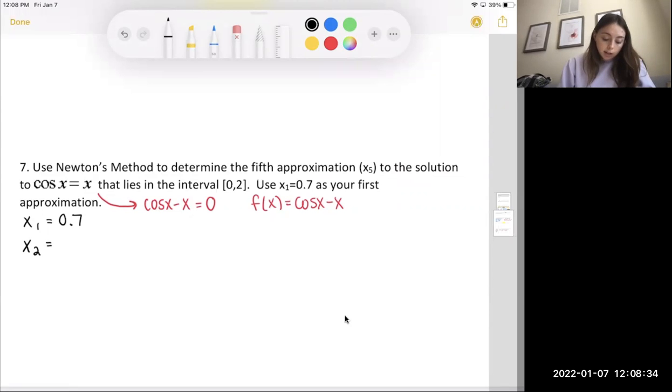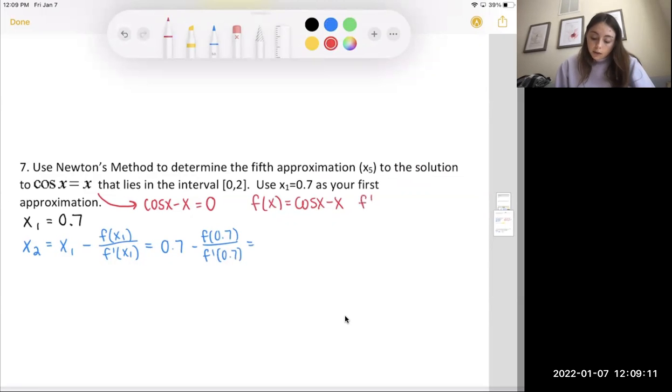So to find the second approximation, I forgot I want to use a different color. I need to use my first approximation. So we're always using the previous approximation to find the next one. So x1 minus f of x1 over f prime of x1. Okay, so that means my first approximation is 0.7, so I'll plug that in for x1, and I need to plug in 0.7 to my function, and then also plug it into the derivative of my function, which we haven't found yet, so let's do that.